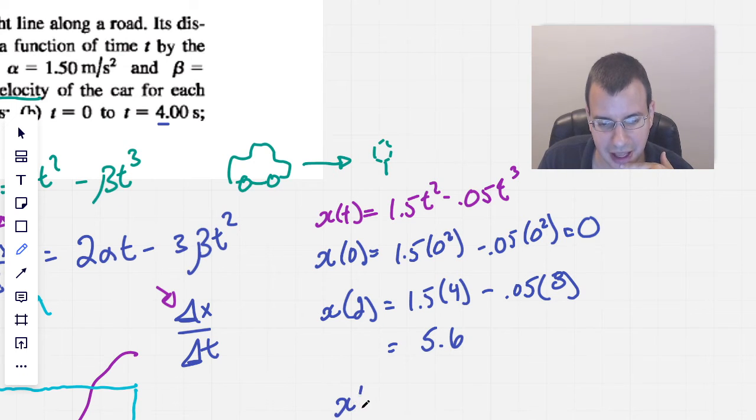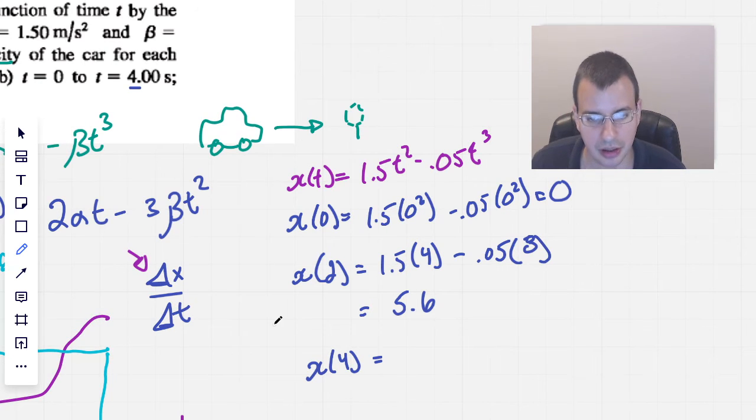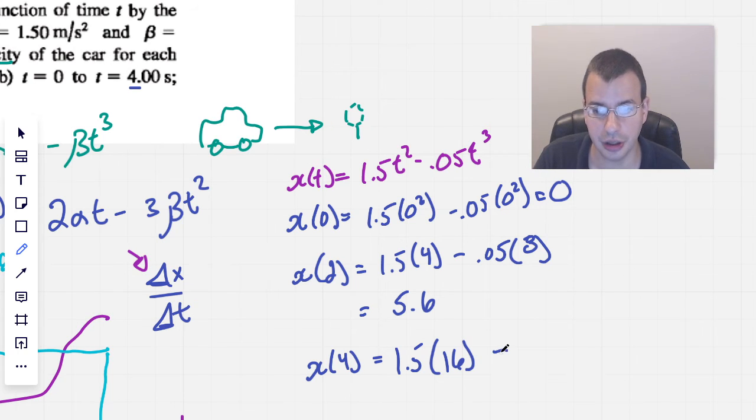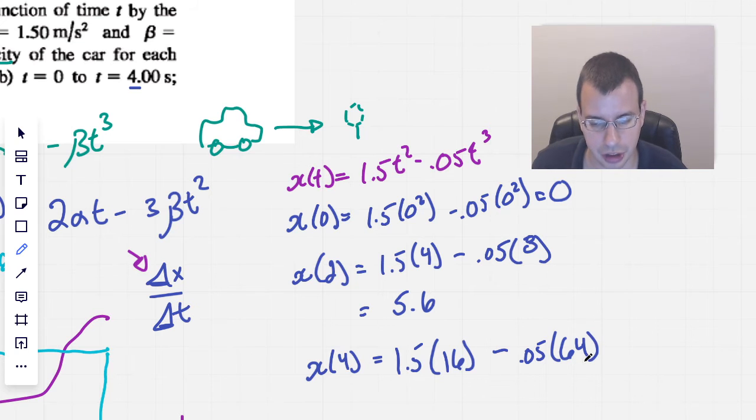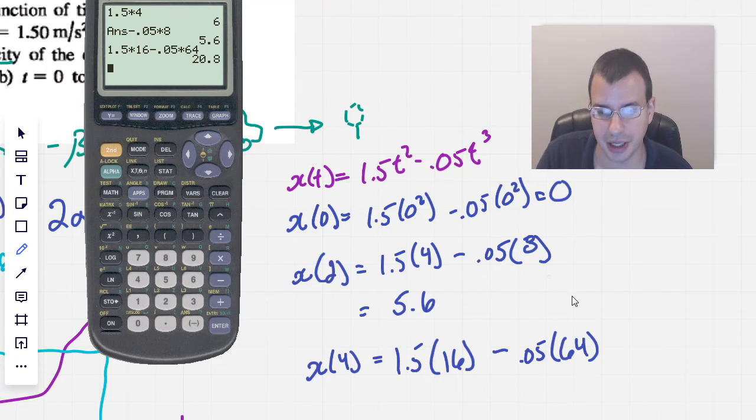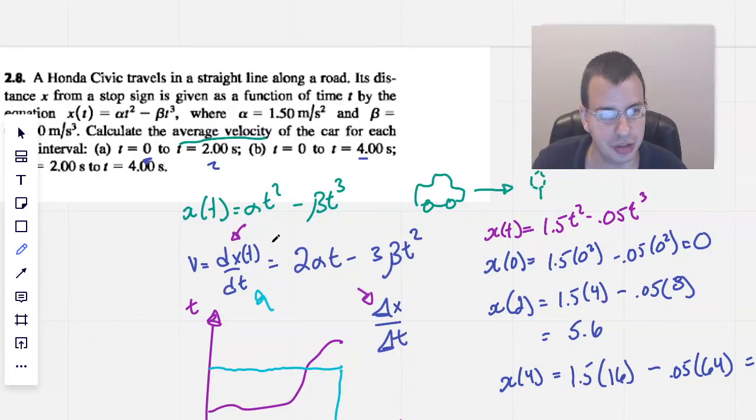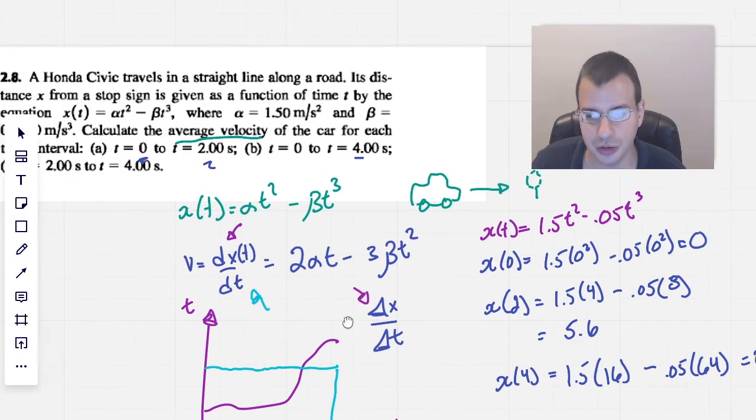x of 4 equals... wait a second, I'm going to write this out. 1.5 times 16, which is 4 squared, minus 0.05 times 64, which is 4 cubed. So we do 1.5 times 16 minus 0.05 times 64, and we get 20.8. So we want to find the differences between 0, 2, and 4.